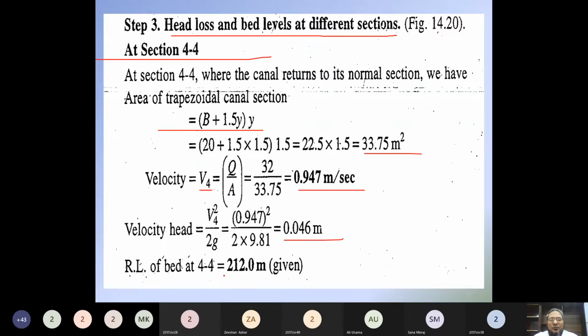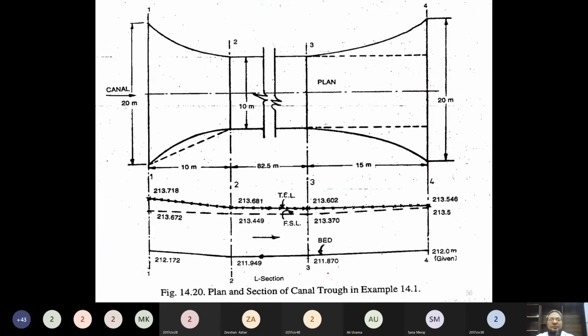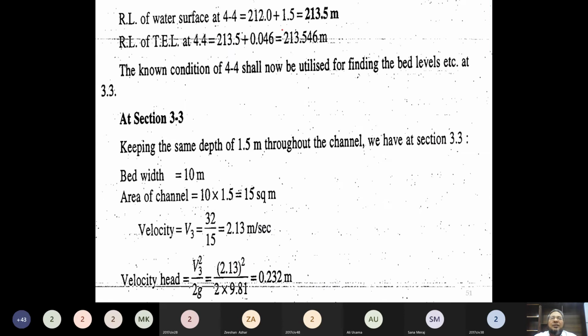And the reduced level of bed at 4.4 is 212 meter, and it is given. So this is the bed level given. So what we can compute now? We can compute the energy level at section 4. Okay. So the reduced level of water surface at section 4.4 would be how much? 212 is the bed level plus the depth of flow 1.5 is the 213.5. And how can I compute the reduced level of total energy line at section 4.4? I know the water level at section 4, then what I have to add is the velocity head, which is 0.046. So this would be the level of the energy line at section 4.